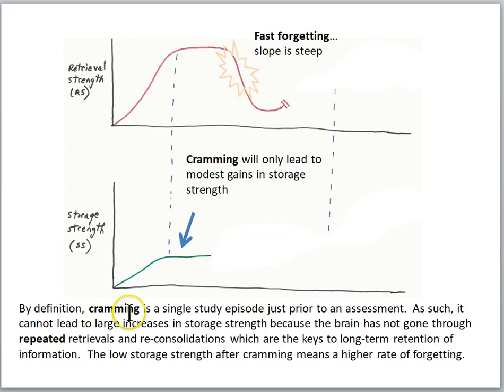By definition, cramming is a single study episode just prior to an assessment. As such, it cannot lead to large increases in storage strength because the brain has not gone through repeated retrievals and reconsolidations, which are the keys to long-term retention of information. The low storage strength after cramming means a higher rate of forgetting. So cramming might get you through the quiz the next day, or whatever the assignment is, but down the road, you're going to have nothing to show for it.